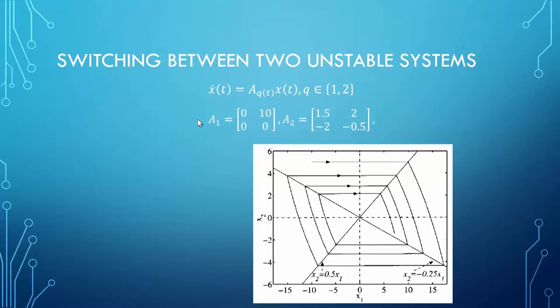Initially if you are at system one, that system will push the solution to here, right? When you hit the switching condition, it switches to the second system, A2, and the solution trajectory becomes this. And that hits another switching condition and it switches from 2 to 1. And so on. Eventually, that guarantees the solution will converge to the origin. So that's the example when you switch between unstable systems. That's a phenomenon that is hard for you to imagine before this class, right?